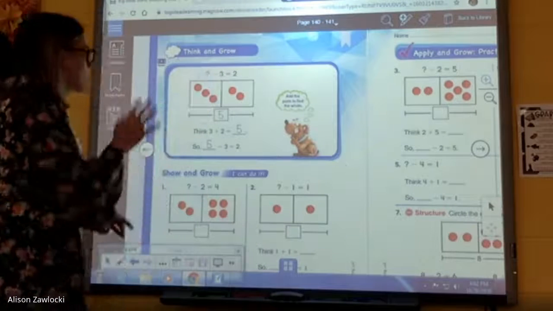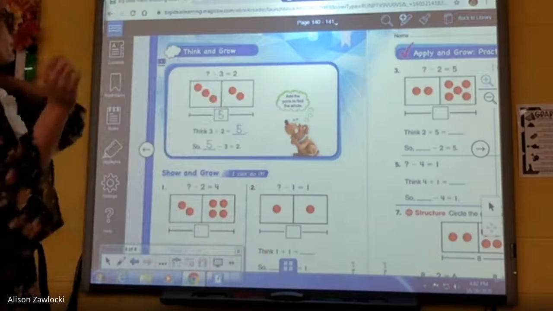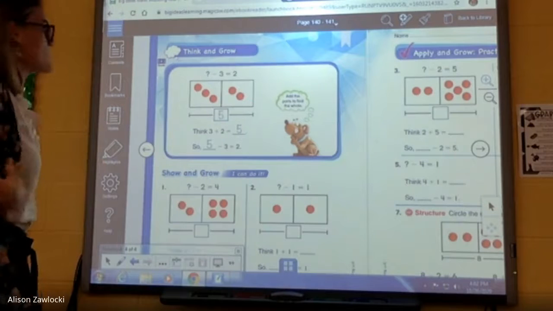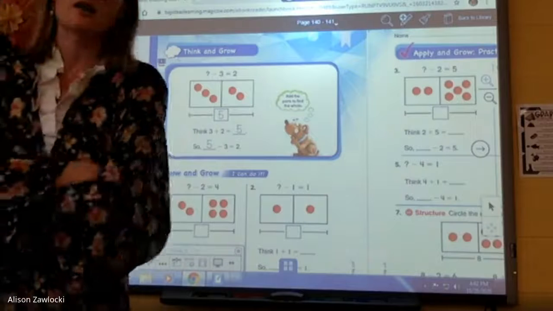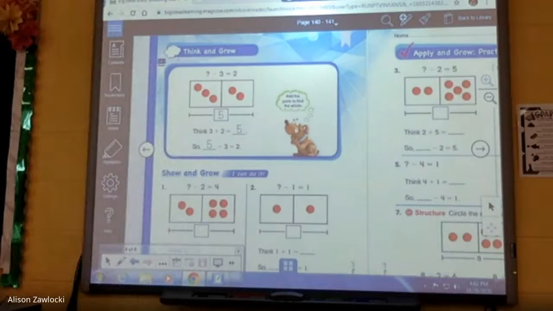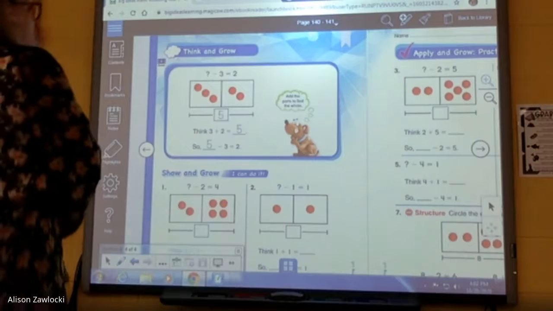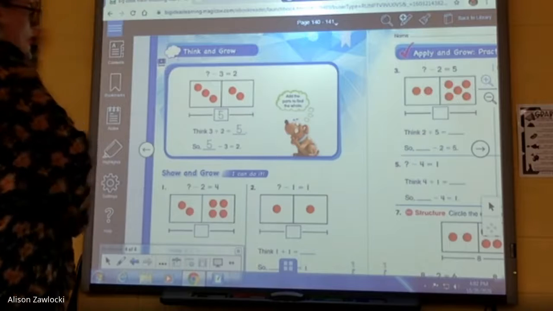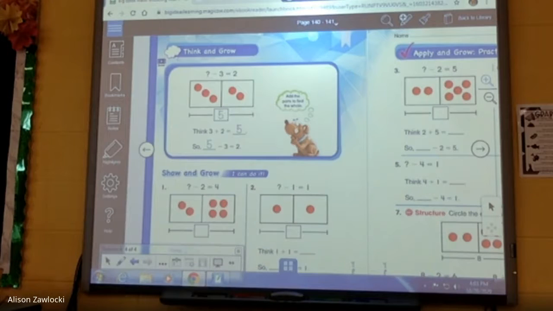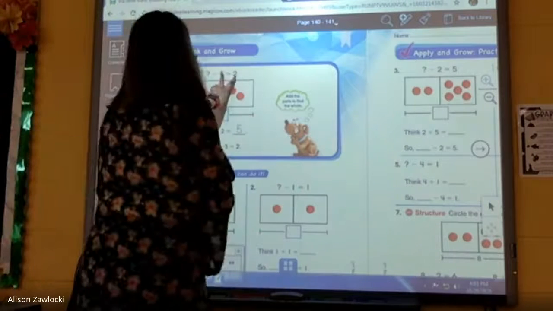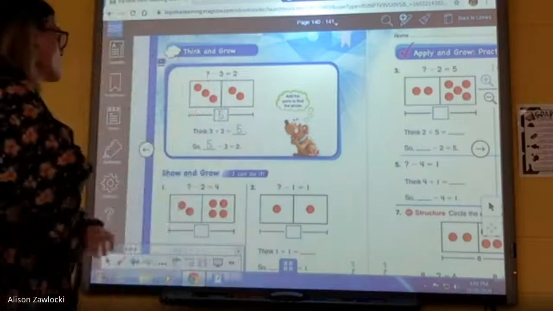Our first number is unknown. It's a question mark. Blank take away 3 equals 2. So we can solve this by drawing a picture, right? What we have to do is figure out the total. These are our two parts, aren't they? And this is our whole, or our total.